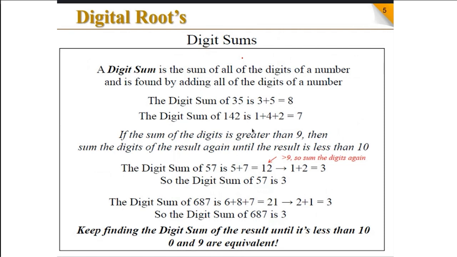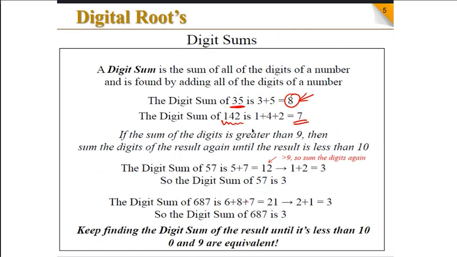Digit sum is when you have a number like 35 and you add 3 plus 5, the same number, and you will get 8. This is called the digit sum. So if I ask you what is the digit sum of 142, can you tell me? 7. 4 plus 2 plus 1, that is 7.